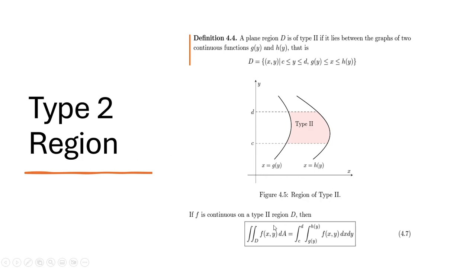Its formula is: if f is continuous on a type 2 region D, then the double integral over D of f of x, y dA is equal to the integral from c to d of the integral from g of y to h of y of f of x, y dx dy.